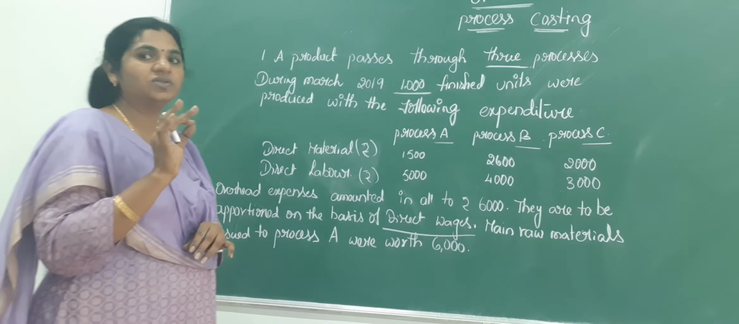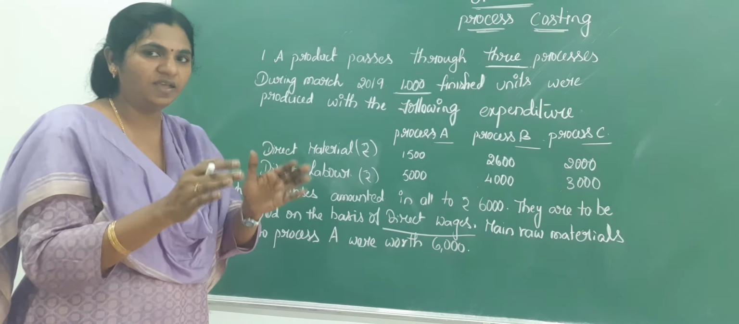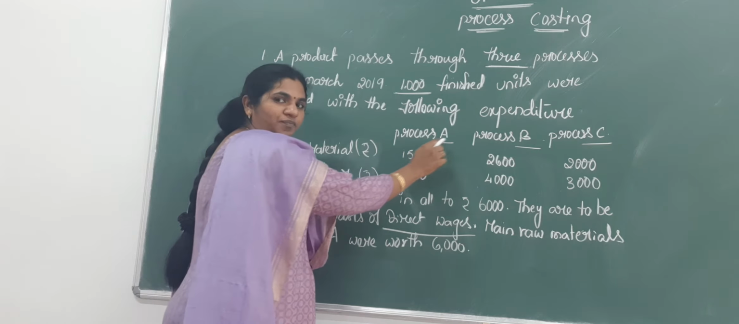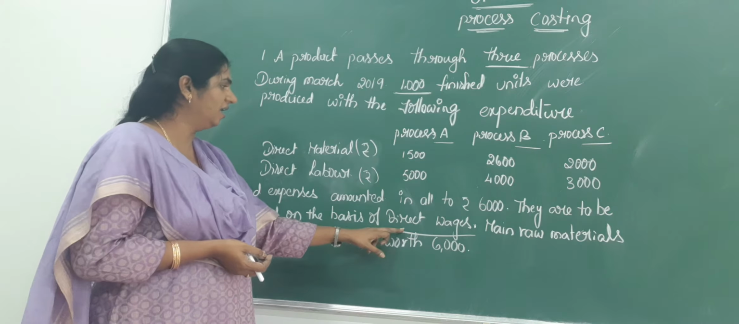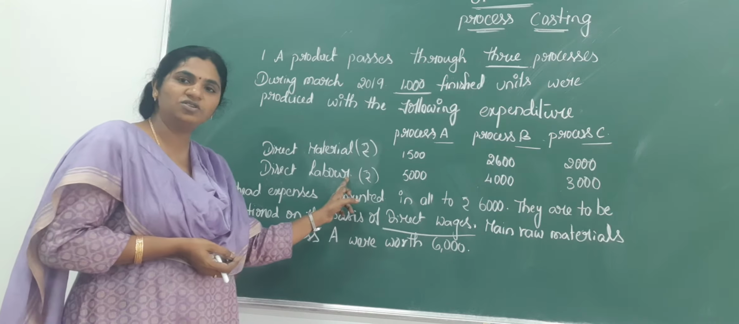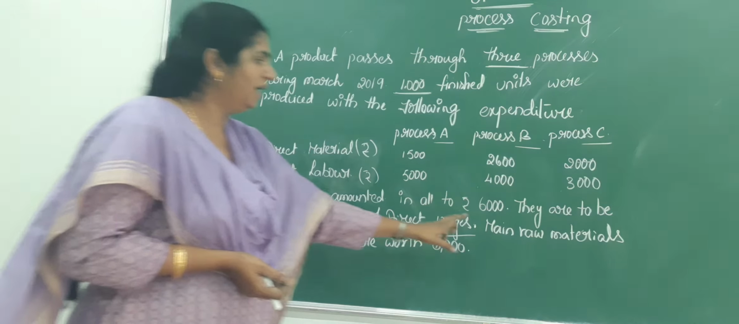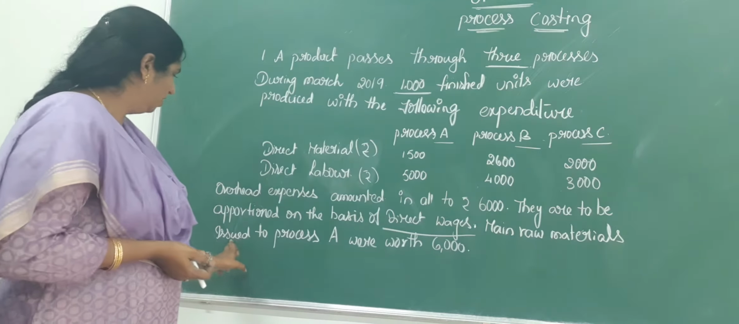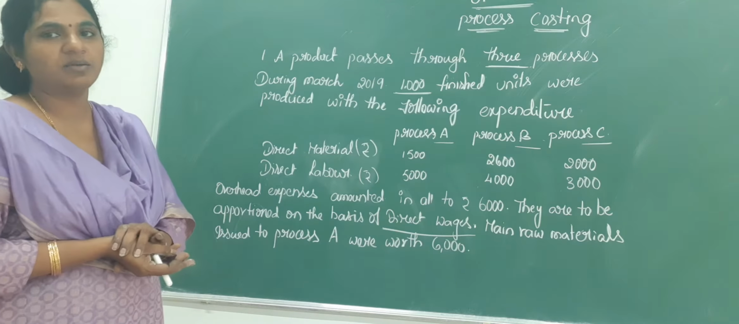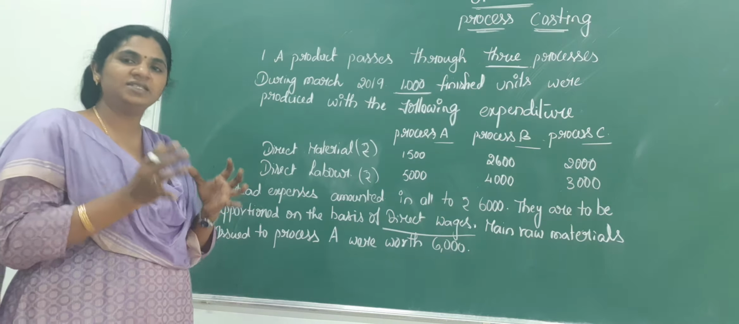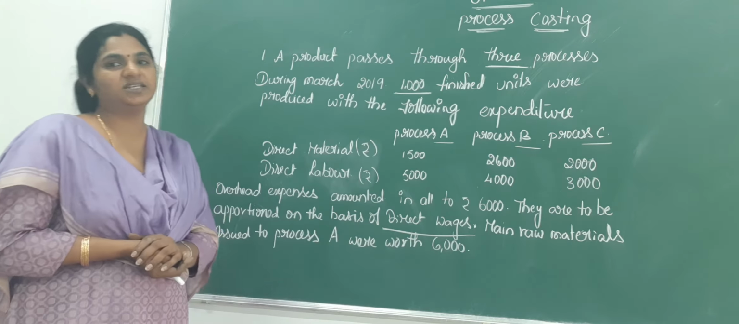Whatever overhead expenses 6,000 are given, they are to be apportioned. Apportioned in the sense they should be divided to process A, process B and process C according to the direct wages. Direct wages are also called direct labor. Main raw materials issued to process A were worth 6,000. Main raw materials for process A were issued, and the amount is 6,000 rupees.